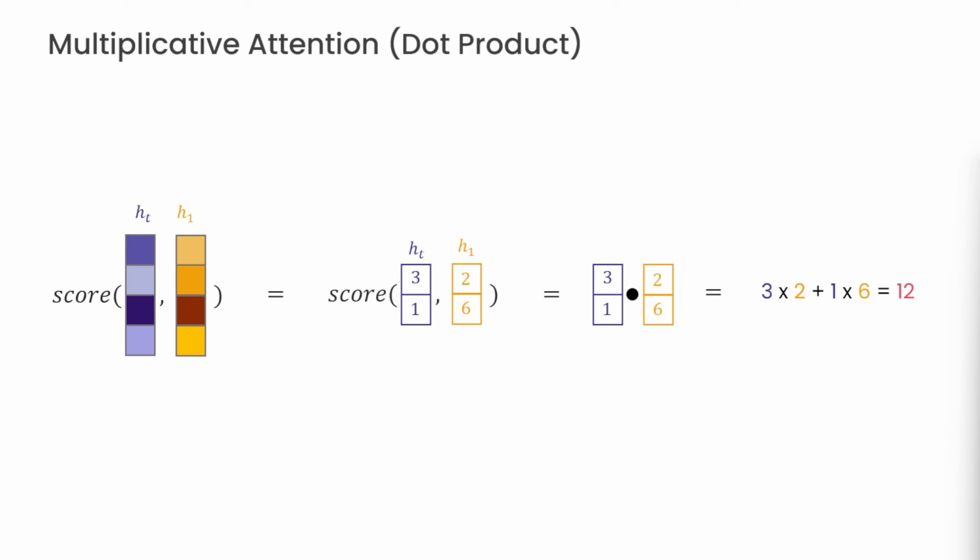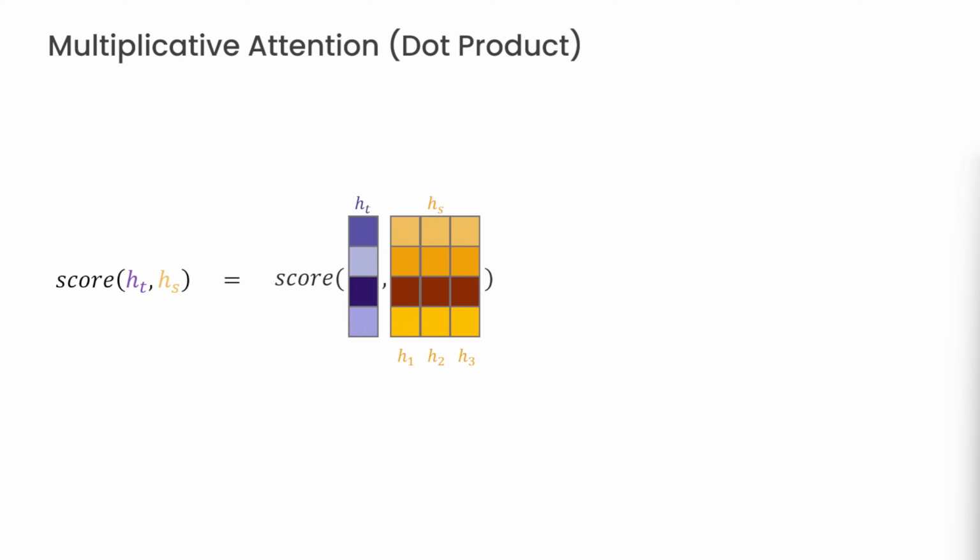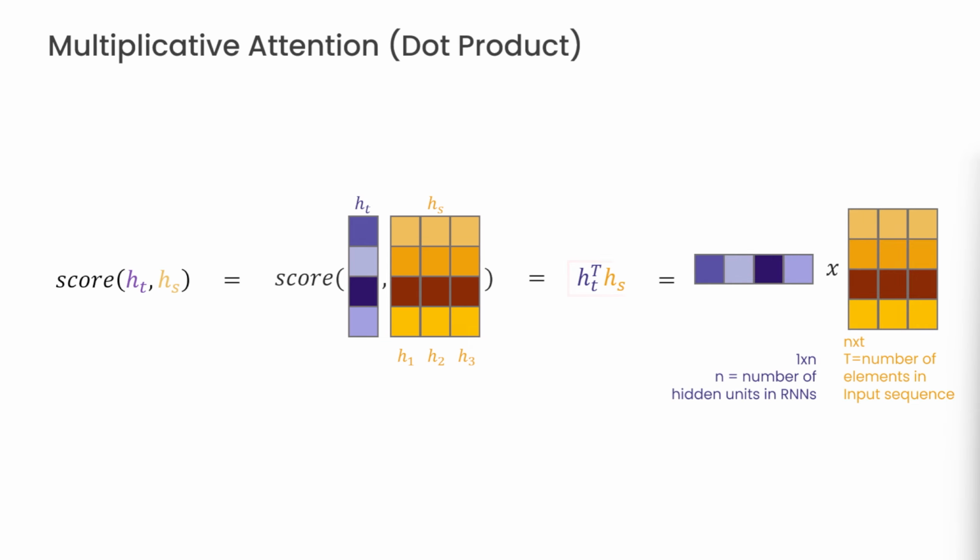Geometrically, the dot product is the product of the lengths of the two vectors and the cosine of the angle between them, making it a measure of similarity. A smaller angle between the vectors results in a larger dot product, meaning greater similarity. In practice, we want to speed up the process by scoring all the encoder hidden states at once. This leads us to the formal mathematical definition of dot product attention. The hidden state of the current decoder time step is transposed and multiplied by the matrix of the encoder hidden states. The result is a vector of scores.